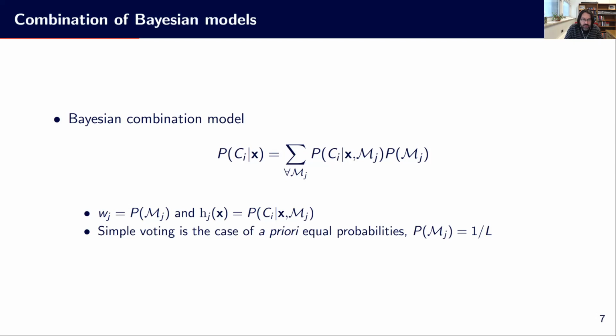So simple voting is basically a case for a priori equal probabilities. Basically, P(MJ) is equal to 1 over L.